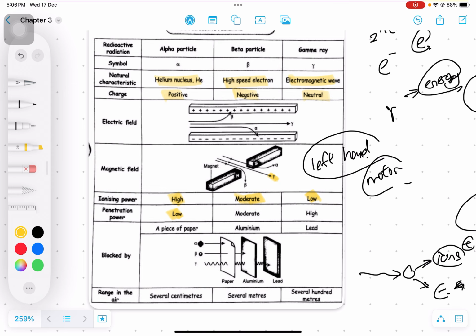Okay, penetrating power. Because of its size, alpha is quite big, so it cannot penetrate. It's low in penetrating power, beta is moderate, and gamma is high. You can see over here, a piece of paper can stop alpha.